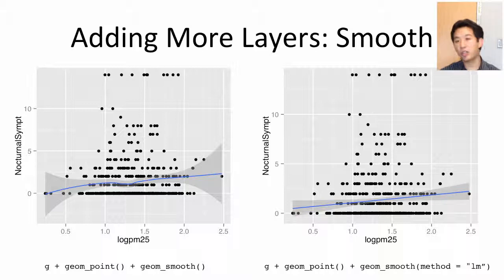I have my original ggplot object, g, which just had the x and y aesthetics. I added my points to make the scatter plot, and then I added a smooth. The geom_smooth function adds the little smoother, which is the blue line and the gray confidence bands. I use the defaults for geom_smooth, which is a loess smoother, which is generally fine, but you can see there's a lot of noise on the boundary.